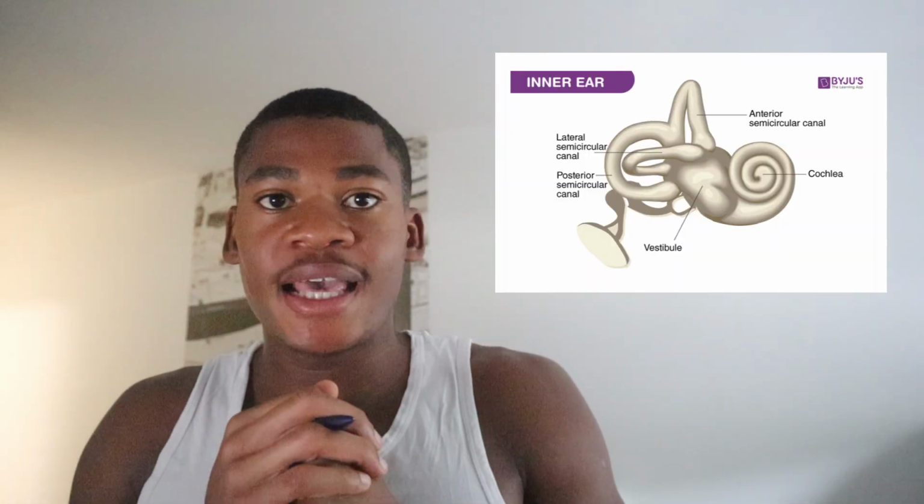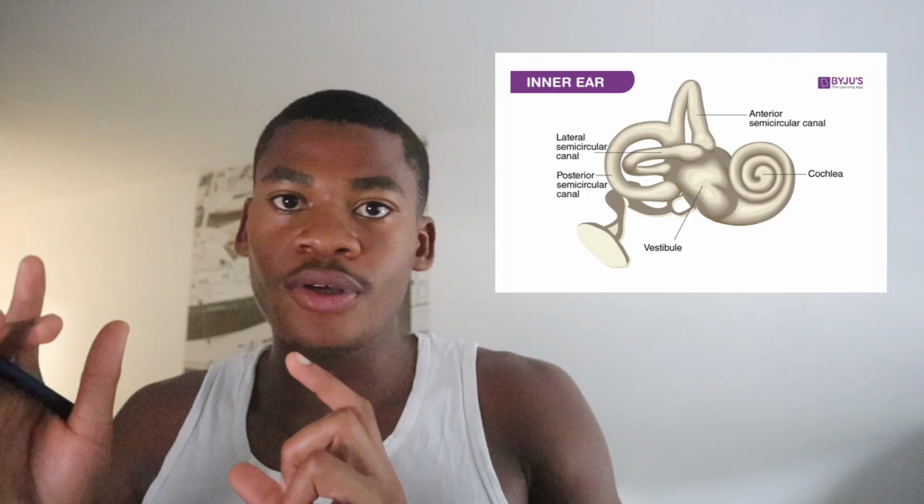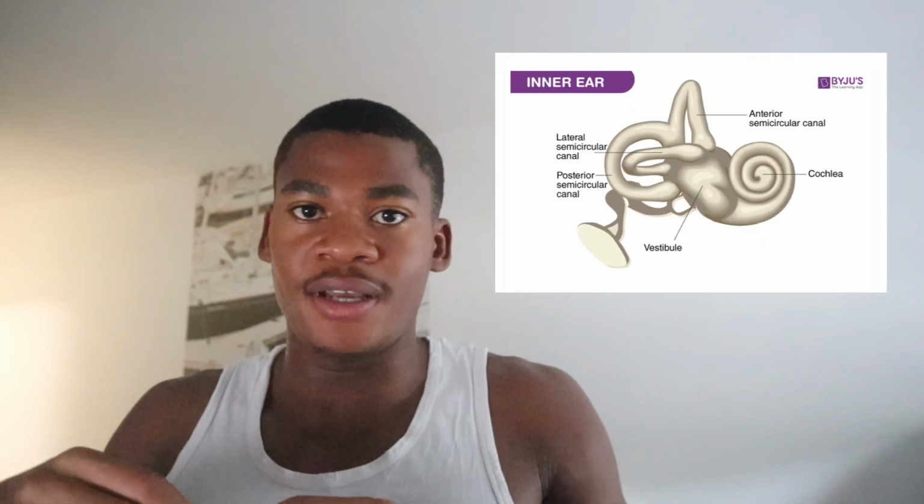Okay, so that is the middle ear, and we're going to move on to the inner ear. Let's first start off with the cochlea, and that's a spiral shaped organ which contains receptors for hearing. So when you think cochlea, think about hearing.